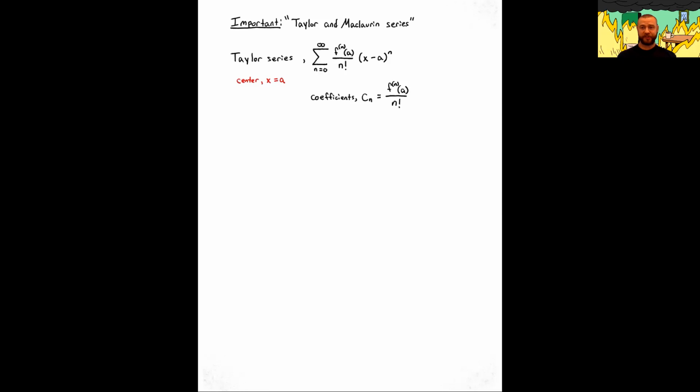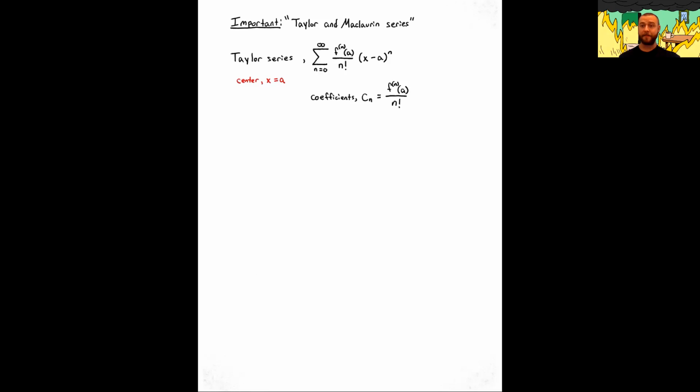What a Taylor series tells us is we can calculate the nth coefficient by calculating an nth order derivative evaluated at a divided by n factorial. Now this is a power series representation, but instead of arbitrary values for the nth coefficients, we have a way to calculate them, which is the main result for a Taylor series.